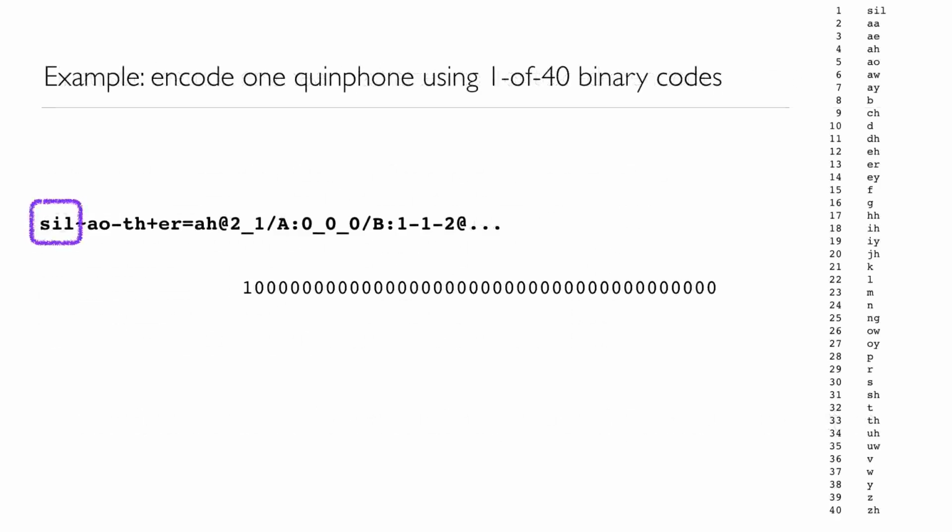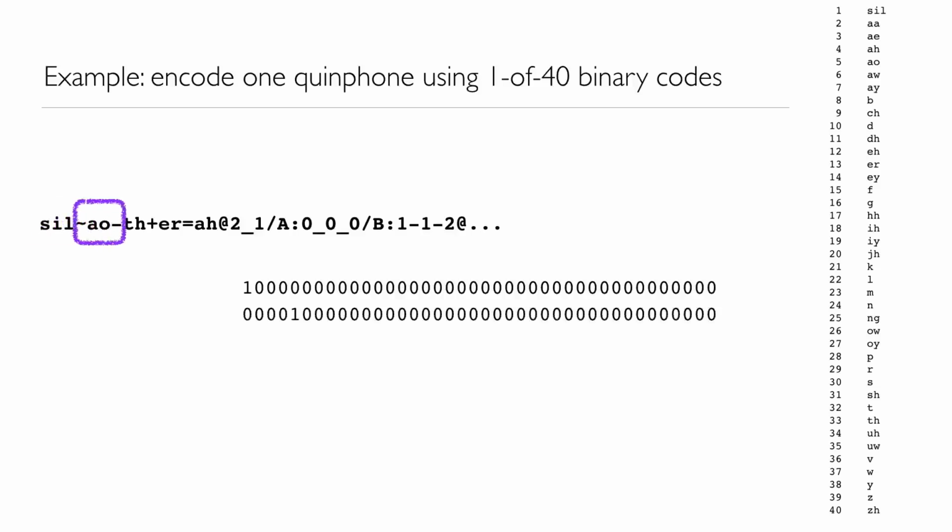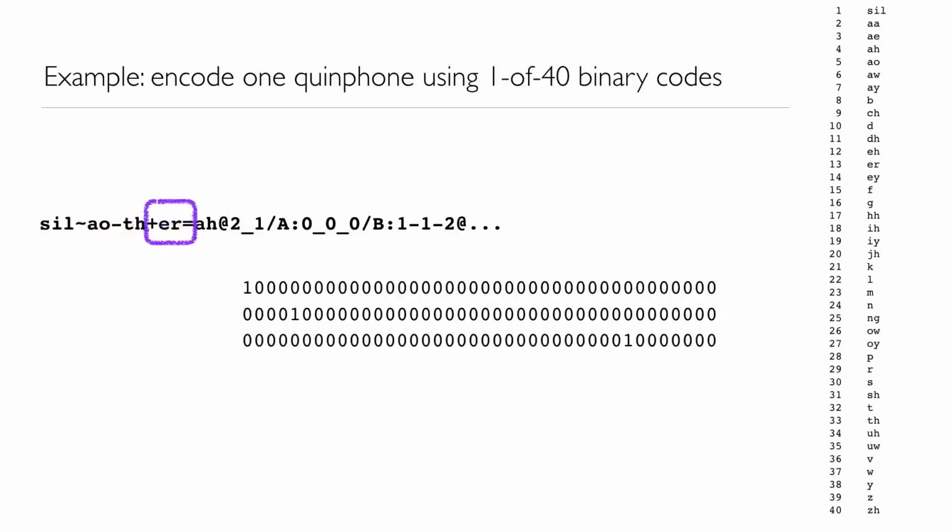Here we are using a phone set of 40 phones, which you can look at on the right hand side. We are going to encode it as a 1 of k, also known as a 1 hot vector, where the silence phone is the first phone. That's why it is encoded as a 1 and the rest of the bits are 0. And we are going to encode the next phone, which is AO, in the middle as again a one hot code representation, and the next phone, and so on.